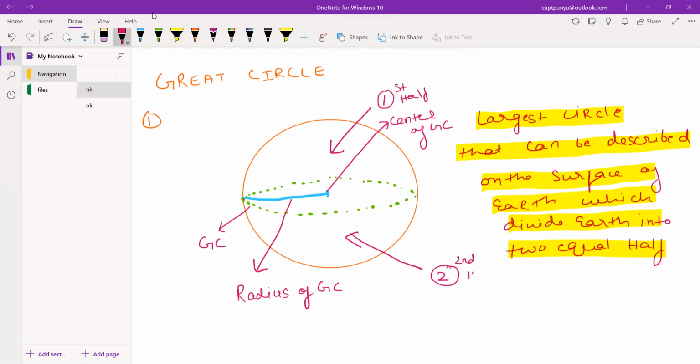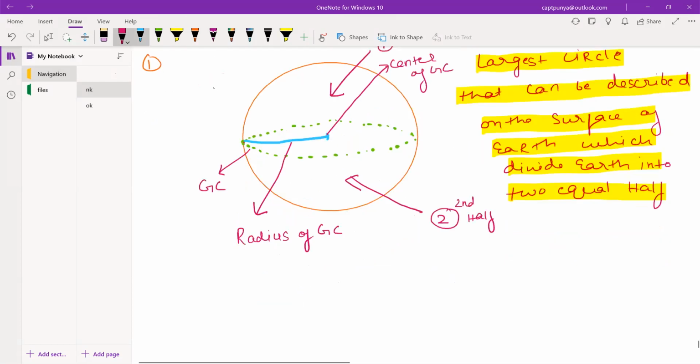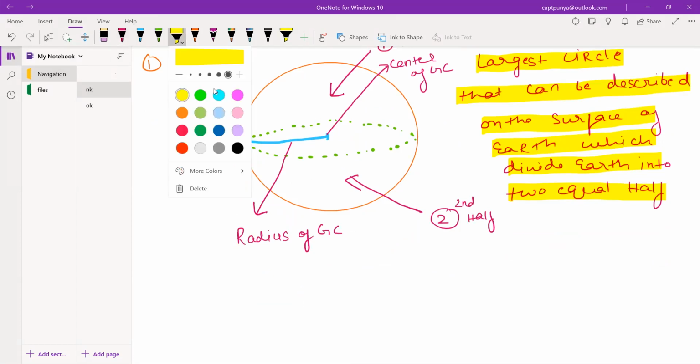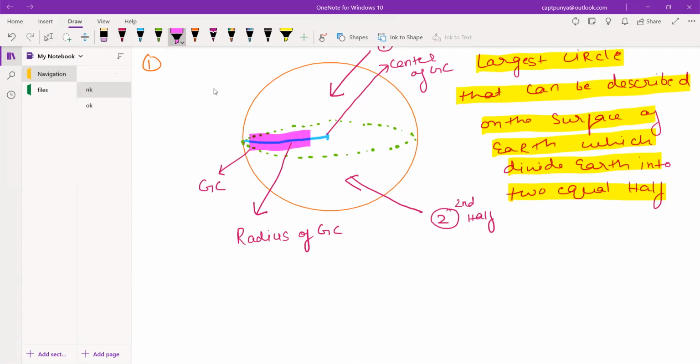So guys, the second point comes from here only, that your great circle has the same radius. You can see it has the same radius. Let me highlight it for you with a different color. So yeah, it has the same radius and center as that of the earth.